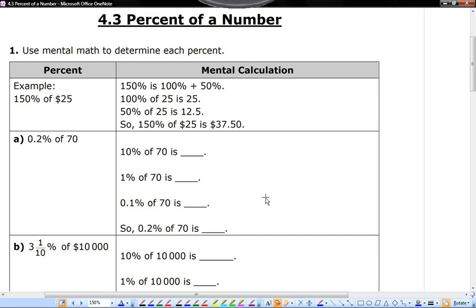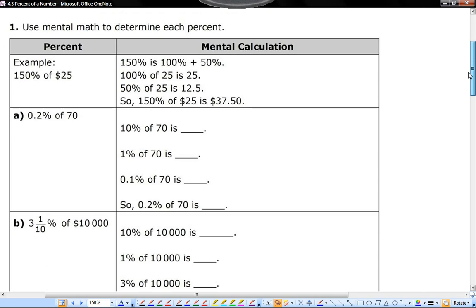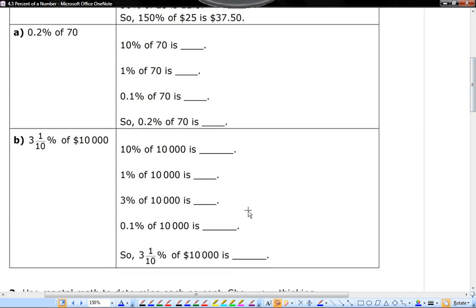Let's see if we can use strategies like that in evaluating these other ones. So first one, we have 0.2% of 70. So first of all, let's look at 10% of 70. Very easy to do. You can move the decimal one spot to the left and it's 7. 10%, you have to realize, is 10 out of 100, which is 1/10. 1/10 of 70 is just 7. Now 1% of 70 is going to be 0.7.